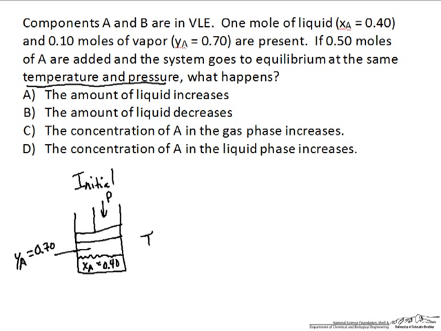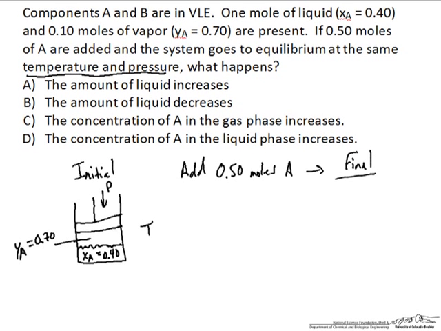And then what we're going to do is add 0.50 moles of A, and we want to know what the final system will look like if we operate at constant temperature and pressure. So in this case, we will start doing some basic calculations to understand a little bit more about the state of our system initially, and we'll try to plot that on a phase diagram so that we can really figure out what's happening in our system physically.